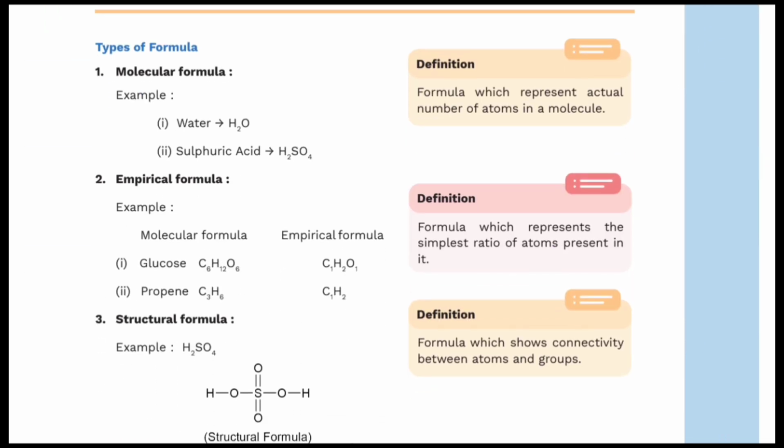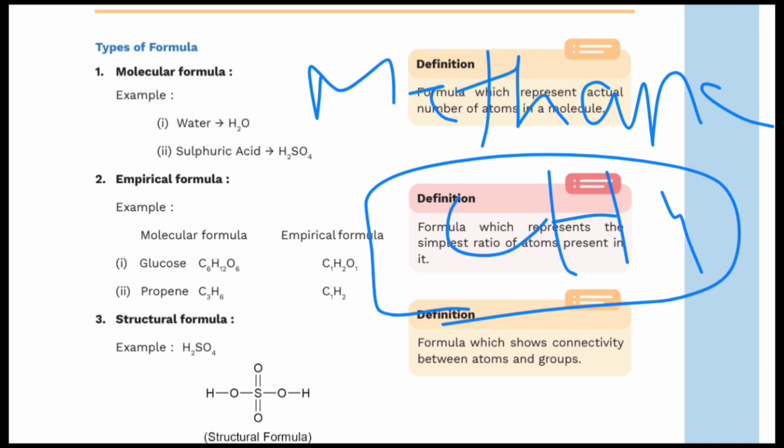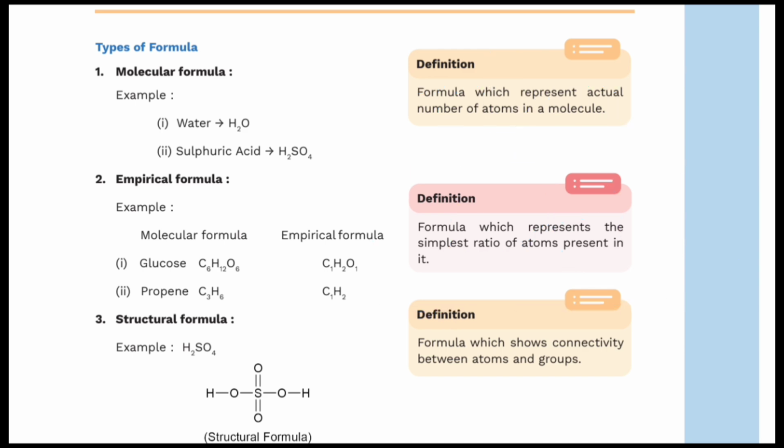Types of formulas: the molecular formula, which represents the actual number of elements. Like in water, this is inorganic, or you can say these are organic acids. For example, we have methane. Methane is CH4. This is the molecular formula, the actual number of atoms in a molecule. The empirical formula is the simplest whole number ratio. You can see here the simplest whole number ratio for glucose, and this for propene.